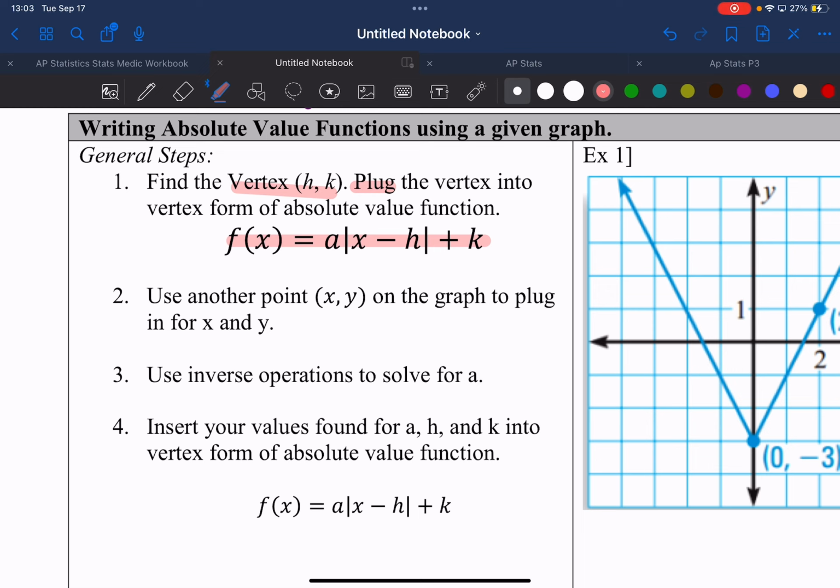Then we're going to use another point (x, y) on the graph to plug in for x and y. Then use inverse operations to solve for a. So our third step is to solve for a. And then our last step says insert your values found for a, h, and k into the vertex form of the absolute value function. So we're going to put our a, h, and k into this function, and then we're going to have an equation based on the graph.